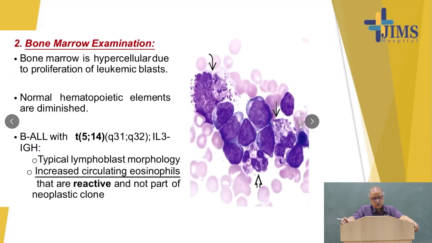In bone marrow examination, the bone marrow is hypercellular due to proliferation of the leukemic blasts. Normal hemopoietic elements are diminished; as the blast proliferation occurs, the normal elements gradually diminish. B-ALL with t(5;14) translocation, and t(1;19) and 12;21 translocations, shows typical lymphoblastic morphology with increased circulating eosinophils. These eosinophils are reactive in nature.